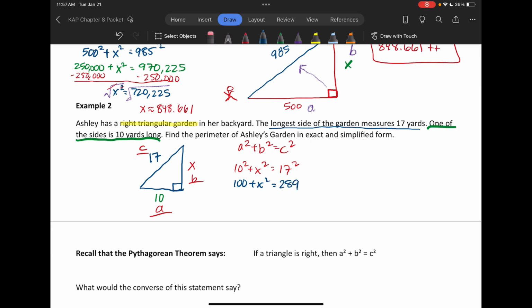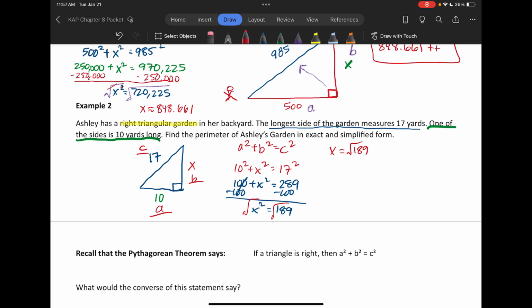And then from here, we want to solve for x squared, so I need to get rid of the 100. Doing so, we get x squared is equal to 189. And so to solve for x, I need to cancel out the squared, so I'm going to square root both sides. And so what we're looking at now is x is equal to the square root of 189, right? But I need to check, can I simplify this?